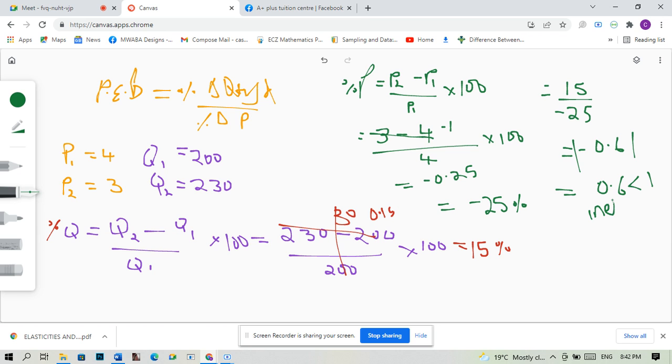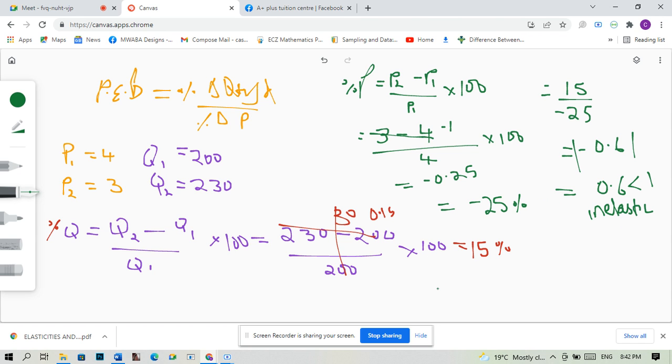As you can see, the price has reduced by 25%, but the quantity demanded hasn't surpassed the percentage of the price. It's at 15%. All right. So this is inelastic.